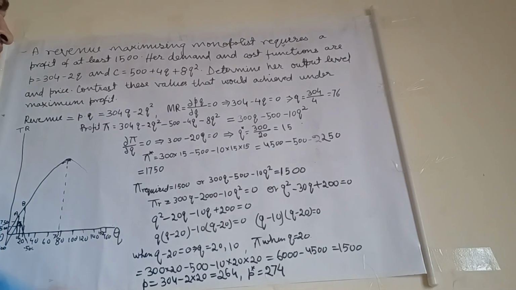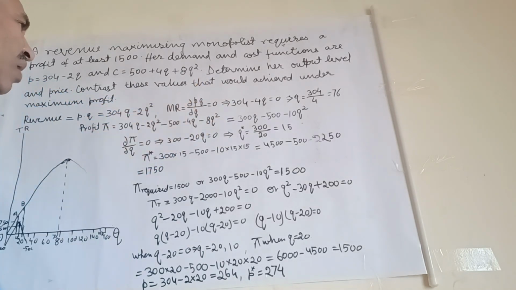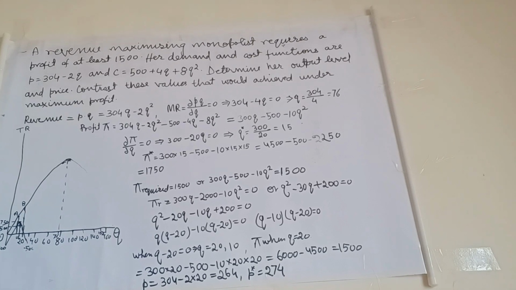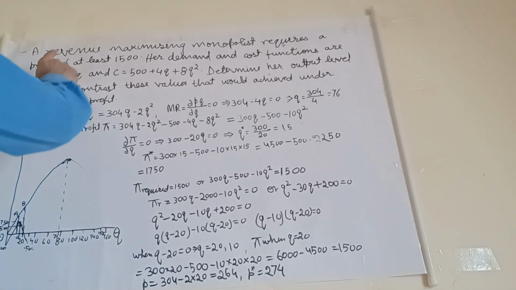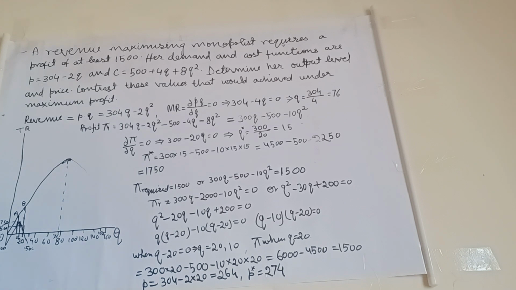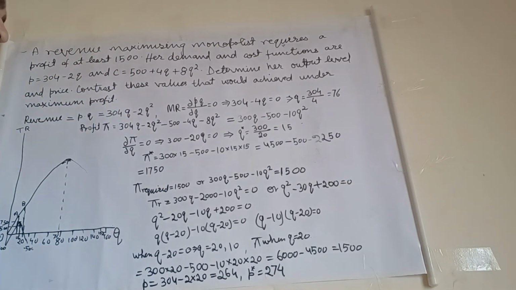So it asks for two things. First of all, what would be the output and price at the maximum profit, and second, what would be the maximum revenue, not just revenue, maximum revenue when profit is at least 1500. So that is our constraint: at 1500 what will be the profit maximum, what will be the revenue maximum.